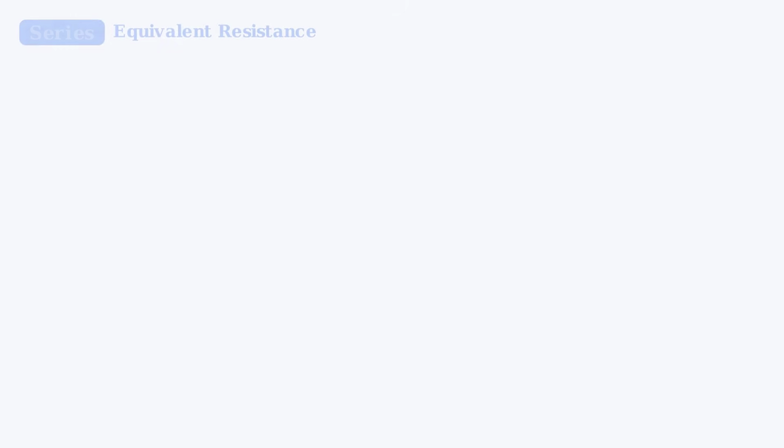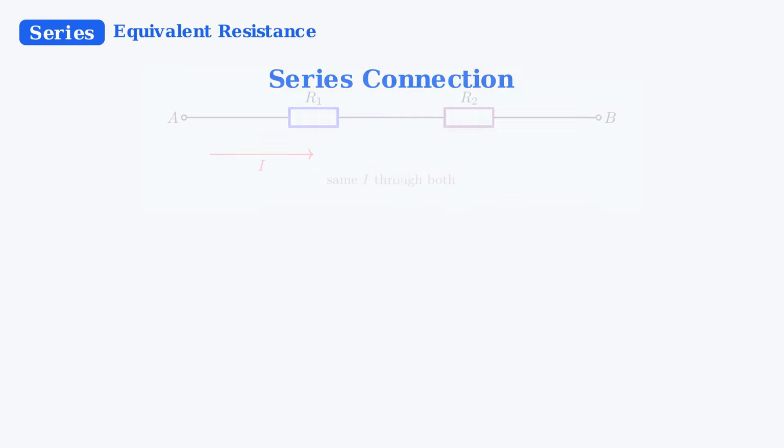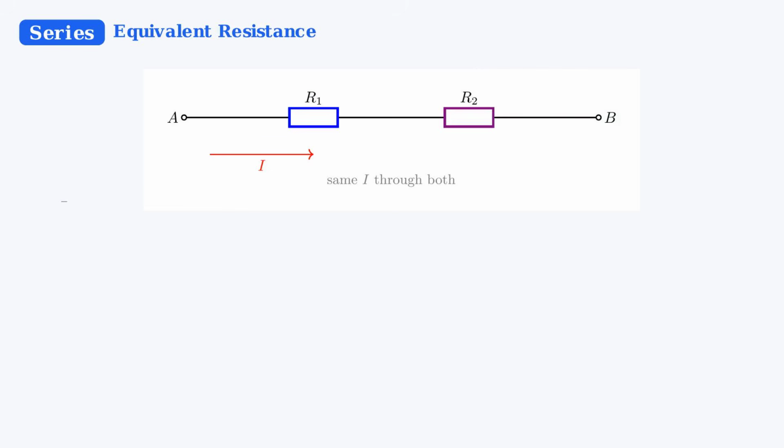When resistors are connected in series, the same current flows through each one. To find the equivalent resistance, we simply add them up. R equivalent equals R1 plus R2 plus R3, and so on. This makes sense because each resistor adds more opposition to the current.